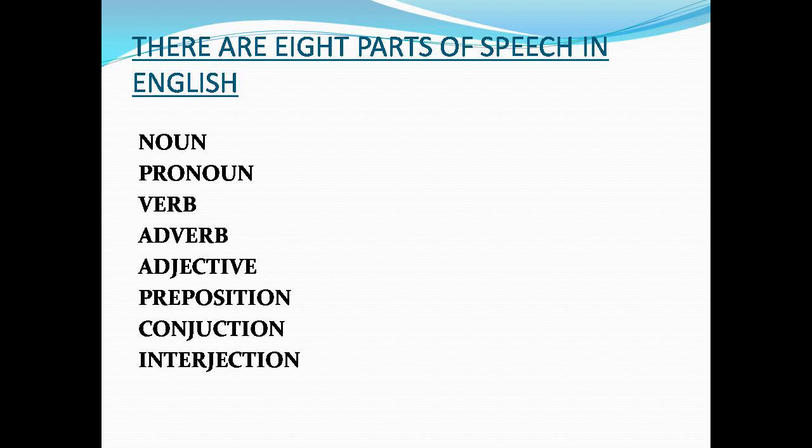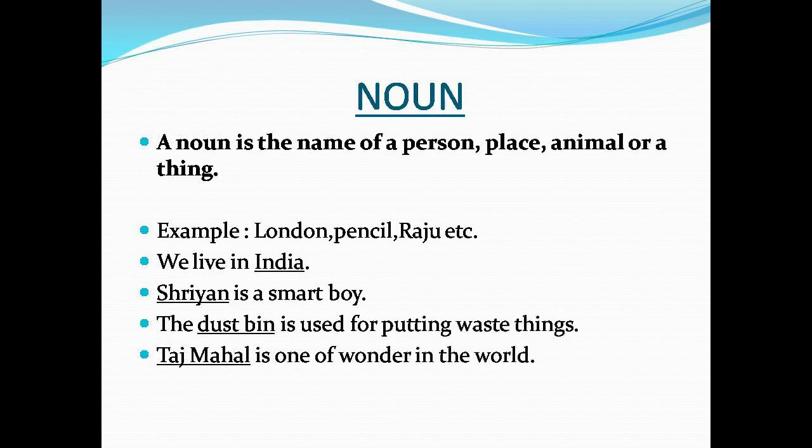To begin with, first is noun. A noun is the name of a person, place, animal or a thing. Any person's name, place name, animal name or any thing is a noun. Example: London, pencil, Raju, etc.